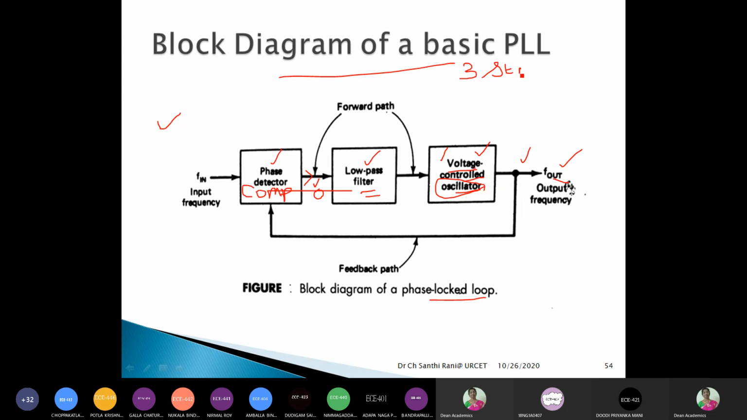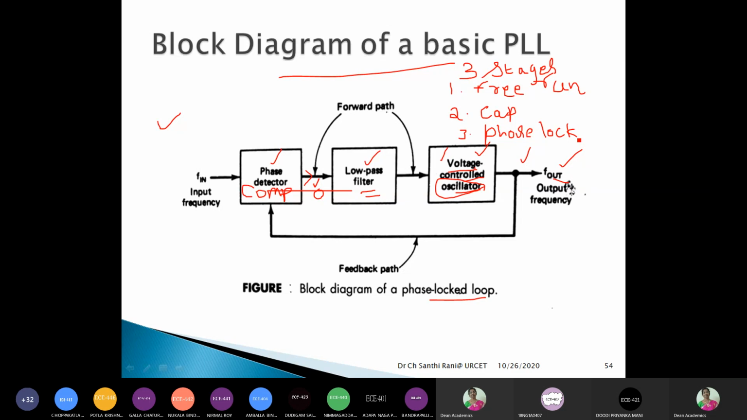So what are the three stages? During phase locking, the first stage is called the free running stage. The second stage is called the capture mode or capture stage. The third one is called the phase lock stage. So the PLL undergoes three stages: first the free running stage, second the capture stage, and third the phase lock stage.